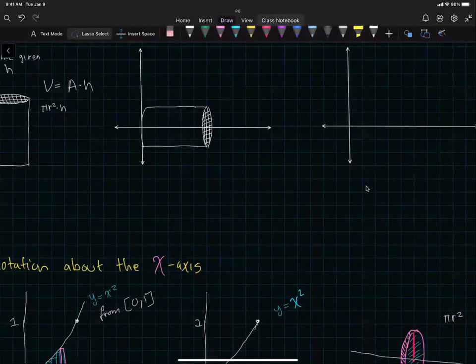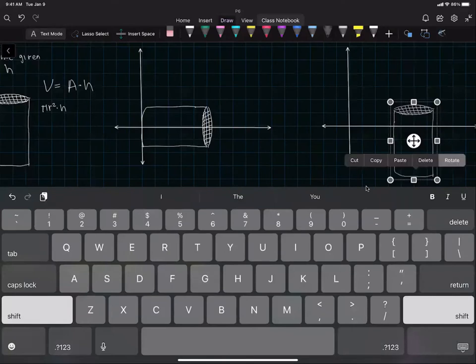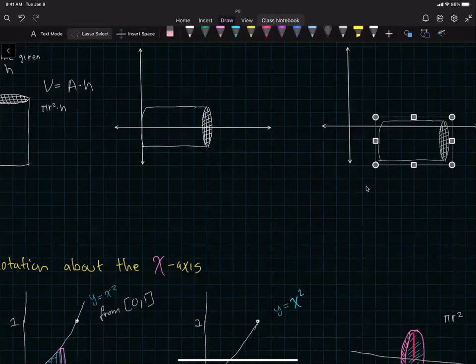So let's go ahead and paste my previous cylinder, if it lets me. Okay, so here, let's rotate it to the right. Let's go ahead and move it somewhere around there.